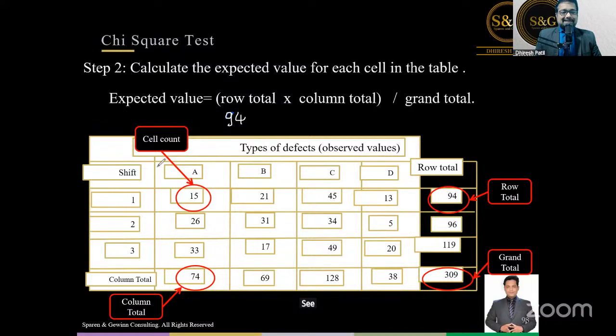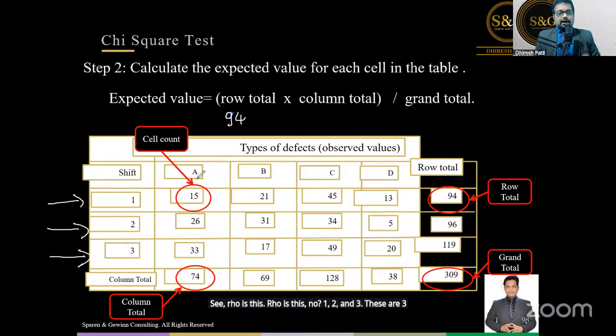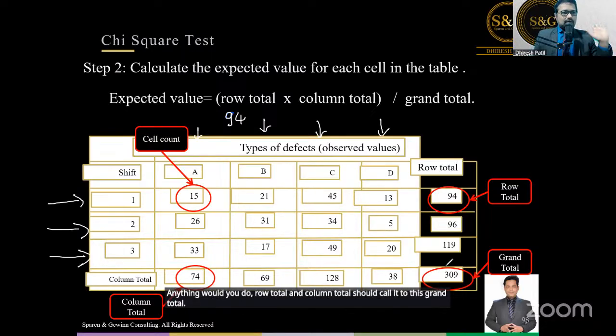See, row is this. Row is this, no? 1, 2, and 3. These are 3 rows. And we have columns A, B, C, and D. These are 4 columns. Clear? Total means, if you see row total and column total, it should tally. Whatever you do, row total and column total should tally to the grand total. Simple logic hai.